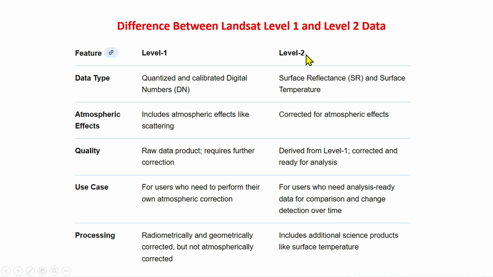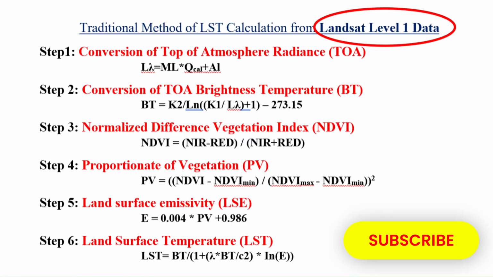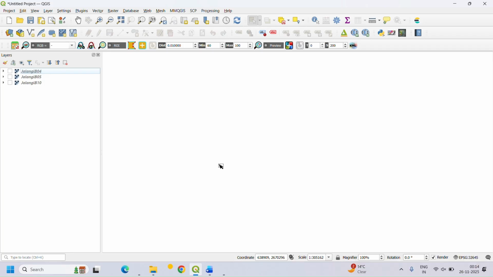What is interesting, level 2 data are advanced and they are both atmospherically and radiometrically corrected, and they provide ready-made information about the surface temperature. I have already made a video on how to calculate LST in an easy and simple way using the level 2 data. For calculating land surface temperature using the traditional method, you need to use level 1 data. For level 2 data, I have a separate video. You can check that. I will demonstrate this in QGIS, which is open source software.